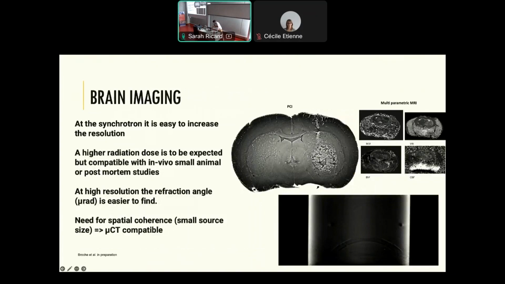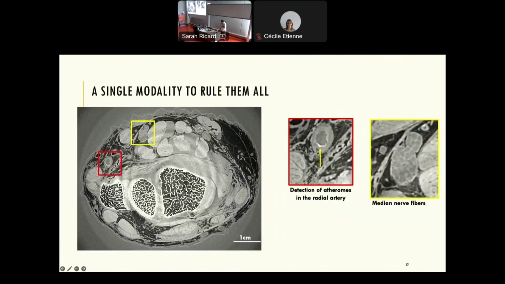Sorry, I don't know what's going on with this slide. And you see some atherosclerosis directly in this artery, which is known to have no atherosclerosis. So it means that probably we were not able yet to see them, not the fact that this artery is not supposed to have it.